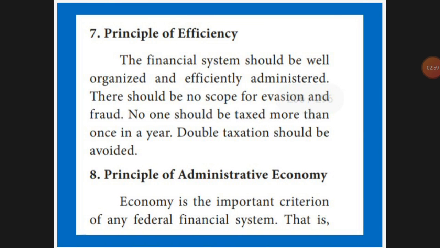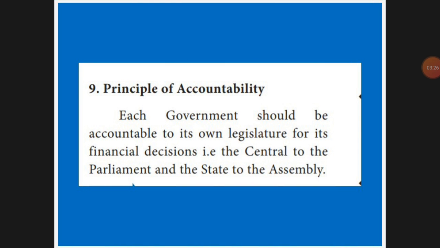Next, the principle of efficiency. Federal finance should work efficiently. There should not be any corruption, no bribes collected, and no double taxation; they have to set it so that tax is collected only once a year. Next, the principle of administrative economy means the tax collected is minimal, and that tax should be used for the benefit of the people. Whatever amount they collect, most of it should be used only for the benefit of the people.